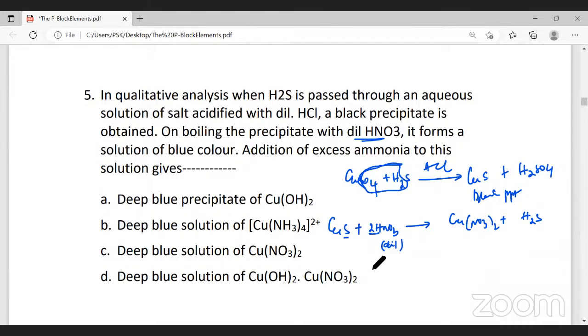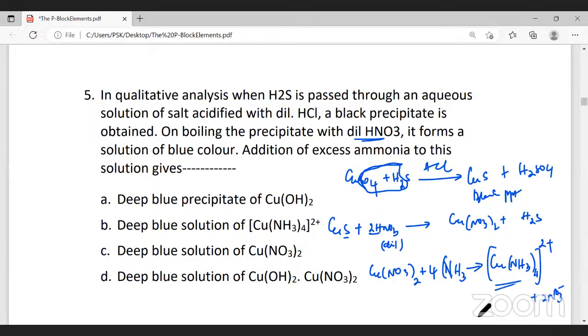On addition of excess ammonia to this cupric nitrate, we get a deep blue color. The deep blue color is due to the formation of the cuprammonium ion. This cuprammonium ion is deep blue in color. So the answer for this question is option B.